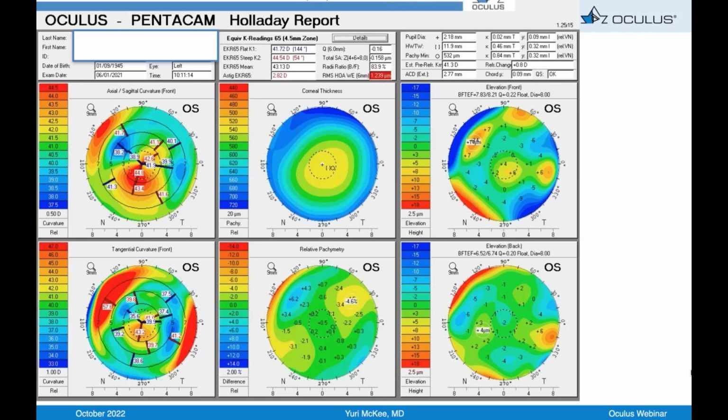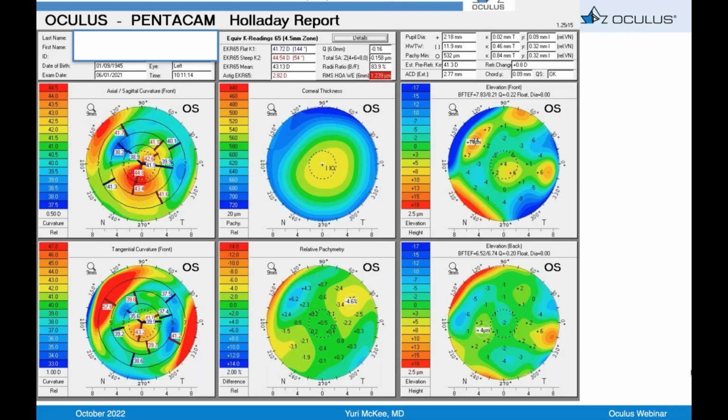If we look at the Gullstrand ratio up in the box at the very top in the middle, where it says radii ratio back to front, 83.9, that's normal. Doesn't show any hot spot in pachymetry, but there is something going on with this cornea.